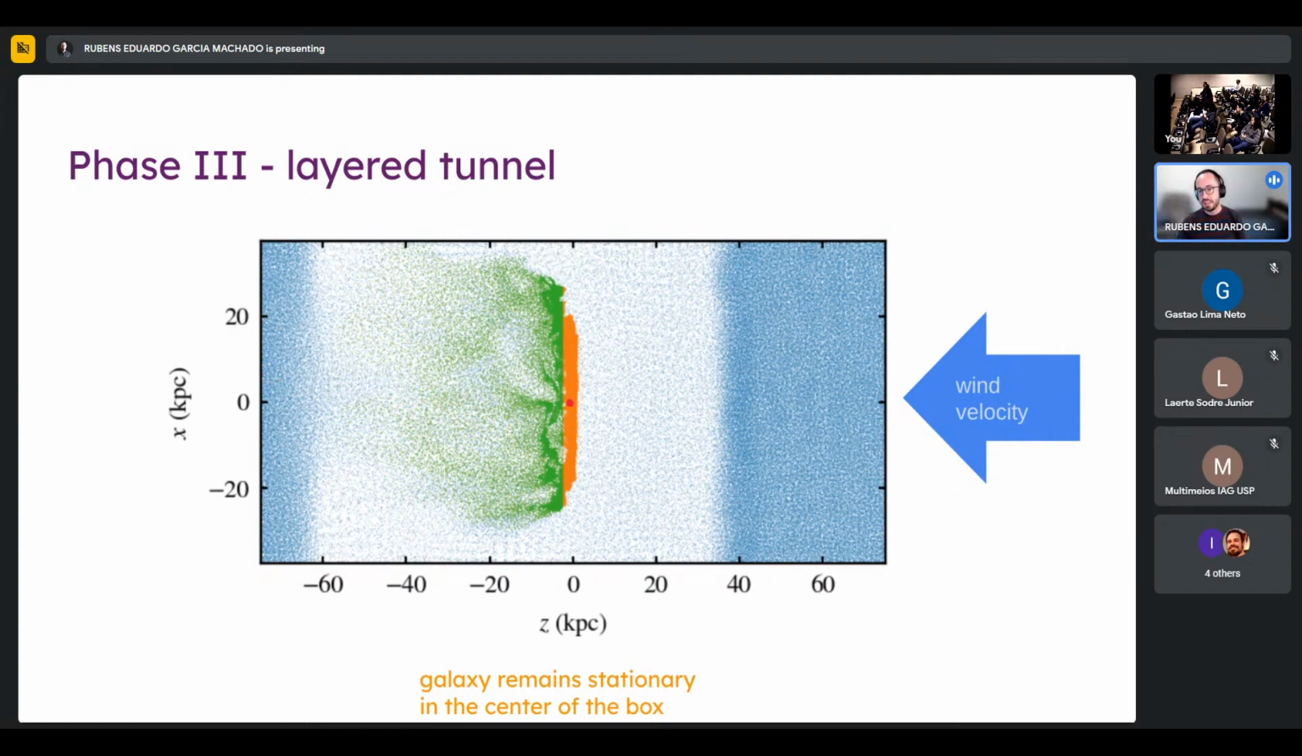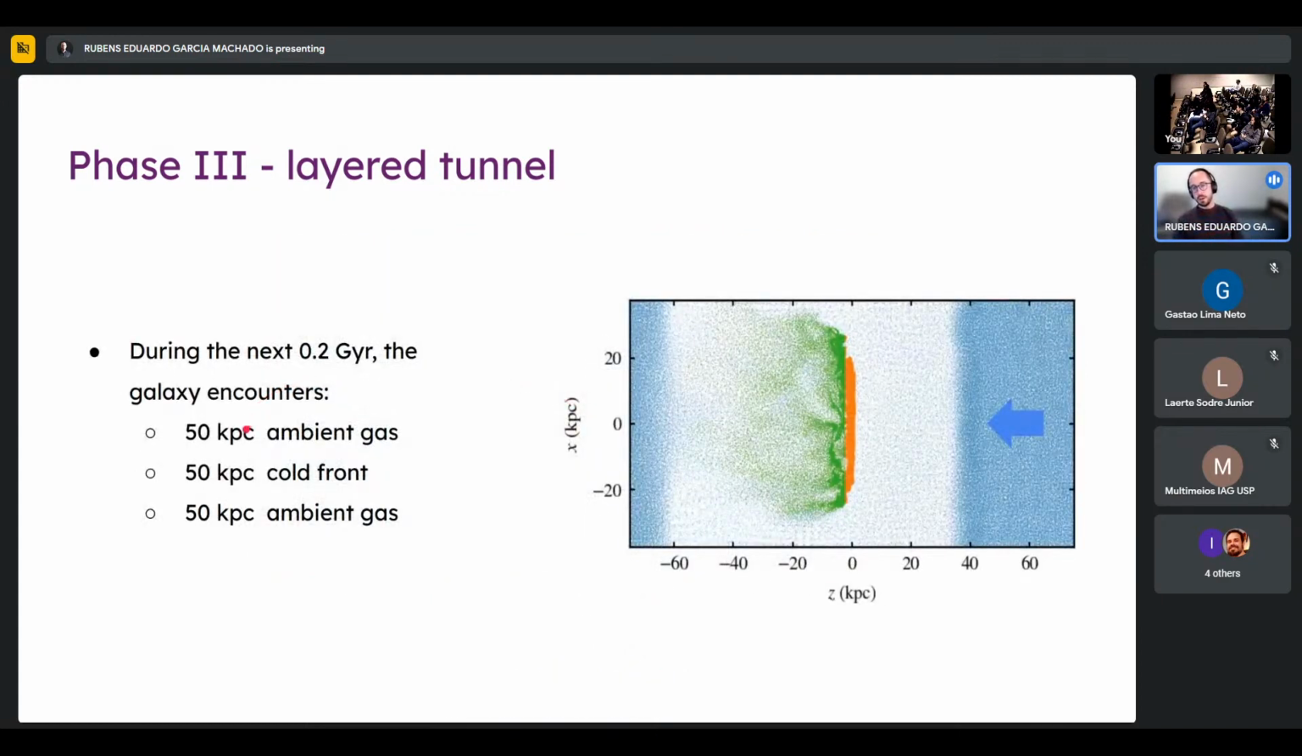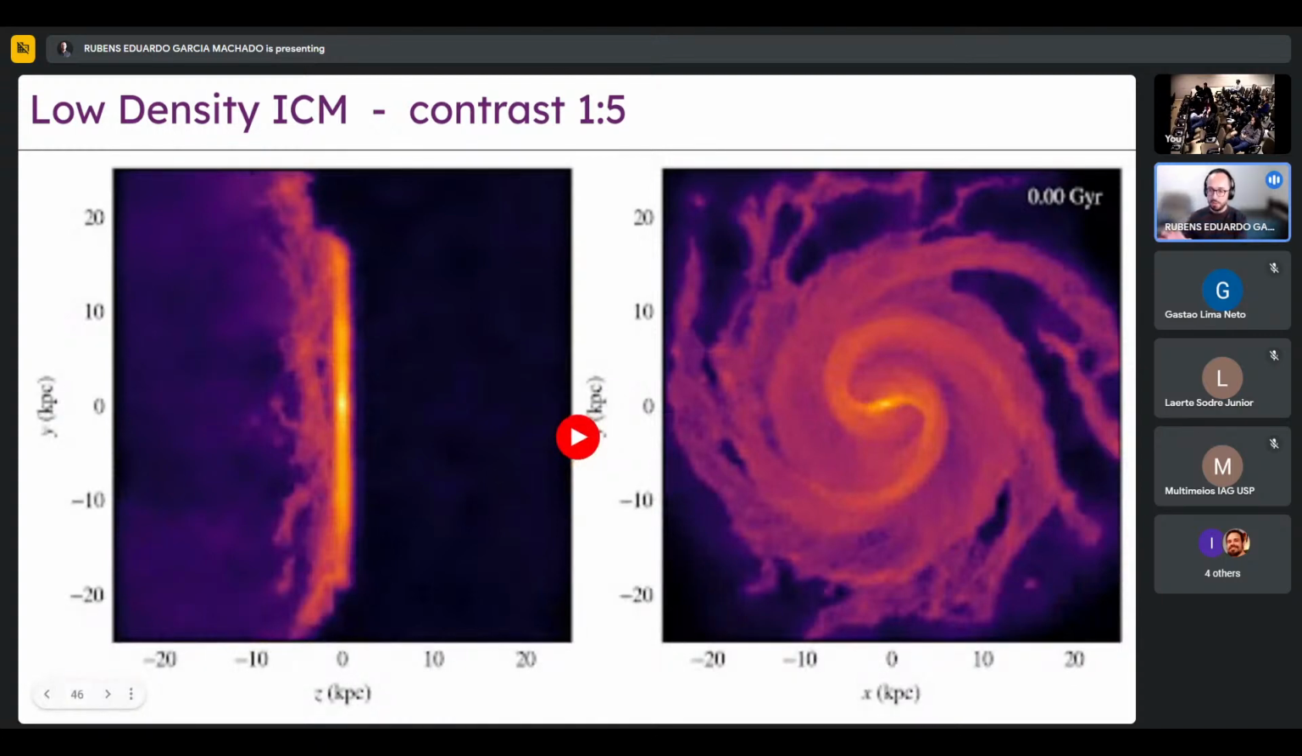So the galaxy encounters, given the lengths and the velocities and the times that we implemented, 50 kiloparsecs of ambient gas, followed by 50 kiloparsecs of cold, dense gas of the sloshing spiral, and then followed again by an additional 50 kiloparsecs of ambient gas outside of the sloshing spiral. In this video, we have two cases with low density and high density, and each one of these cases has the amplitude of the discontinuity by factors of 2, 5, and 10.